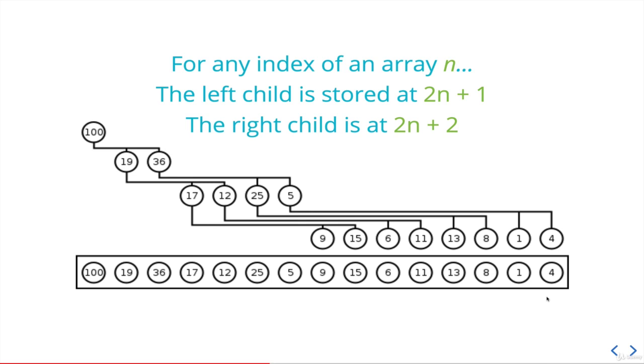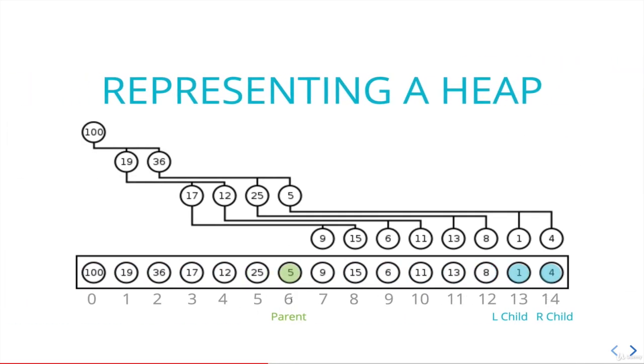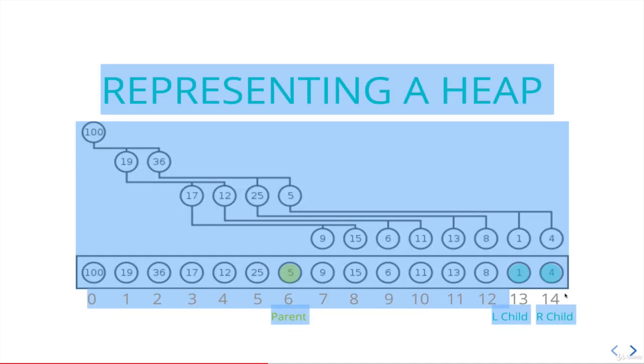Okay? So if we take index 6, for example, we find its children by multiplying that by 2 and adding 1. So 6 times 2 gives us 12. We add 1, we get 13. So that's the left child. We add 2, or we add 1 more, really, we get 14. So they're side by side.